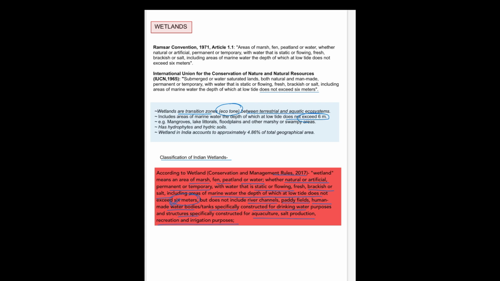So for wetlands, which convention do we have? The most important convention is the Ramsar Convention. We have the Ramsar Convention. Clear?